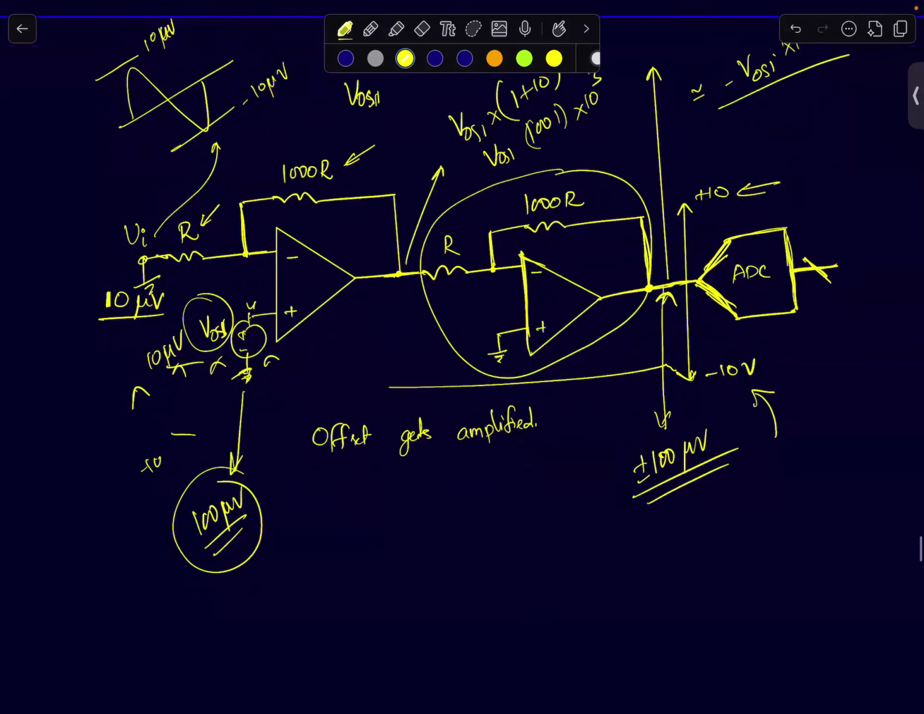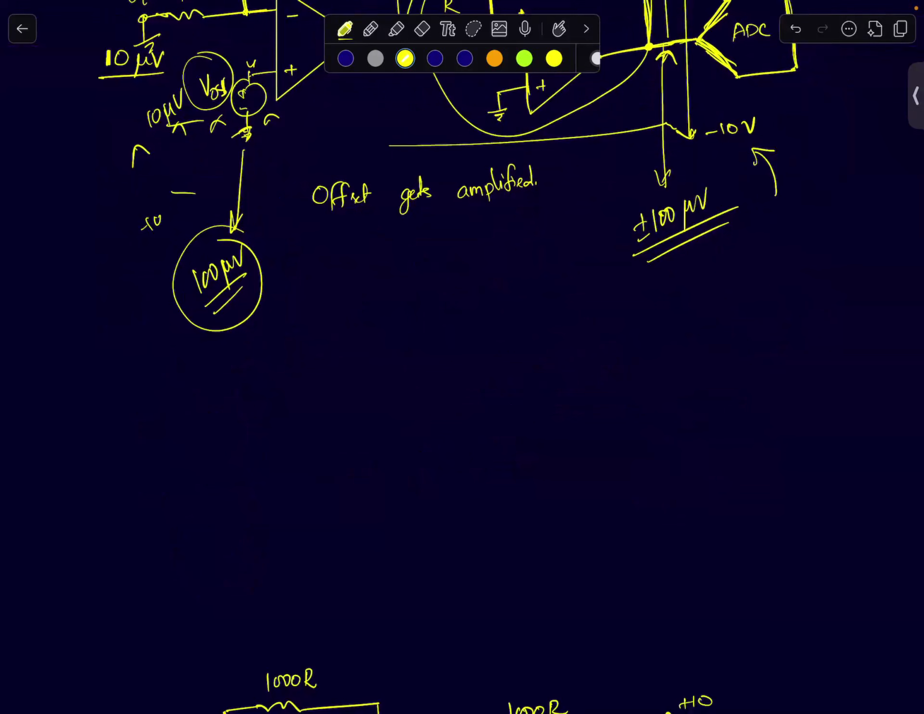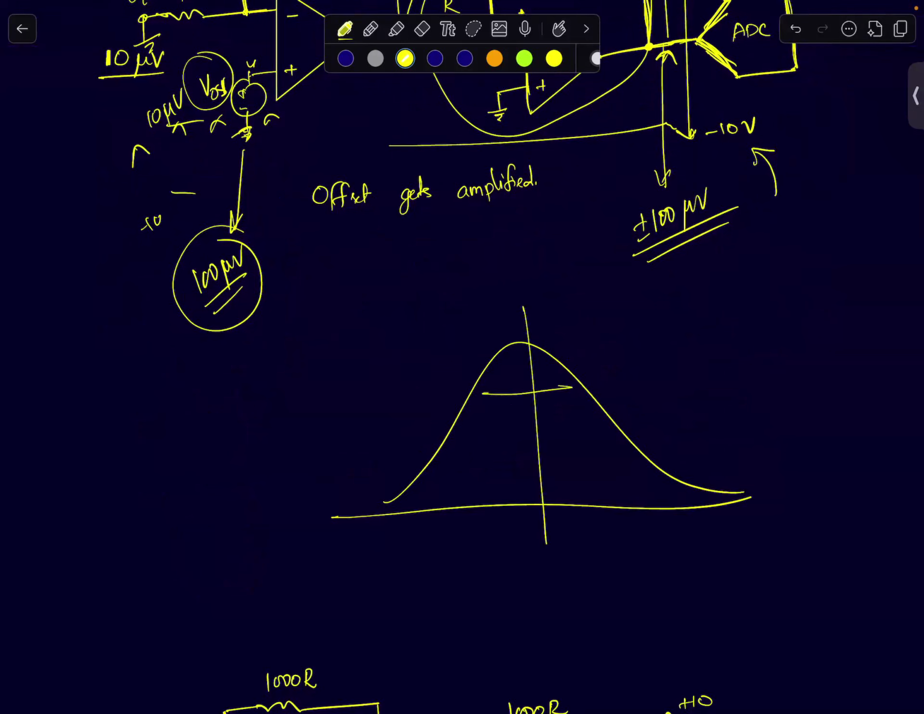I'm using the word 3 sigma value. You understand what I mean by 3 sigma or 6 sigma values, right? If you have a Gaussian function, sigma tells you how much it is spreading around the mean value. 6 sigma will be almost 99%, more than 99% spread.